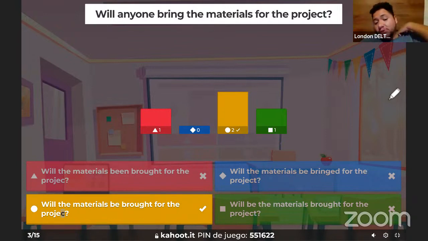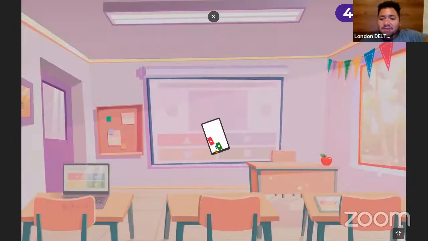Nada más que el verbo bring, recuerden que es irregular. Entonces es bring, no sería bringeth porque no existe. We say brought en pasado participio. So, will the materials be brought for the project? The original sentence says, ¿alguien traerá los materiales para el proyecto? Y en voz pasiva, ¿los materiales para el proyecto serán traídos? Okay. Let's check the next exercise.